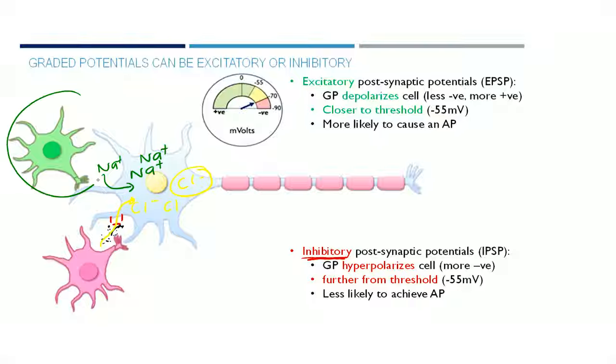So up the top, with the sodium entering, we cause excitation in the postsynaptic neuron. Here's our synapse here. Anything after that is called the postsynaptic cell. So we cause excitation in our postsynaptic cell, and this is called an excitatory postsynaptic potential, or an EPSP. Basically, we had further depolarization of the cell. The cell became less negative, more positive, brought it closer to the threshold of -55, and increased the chances of action potential.